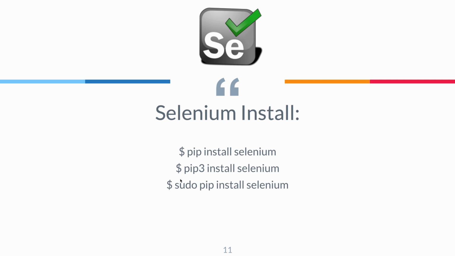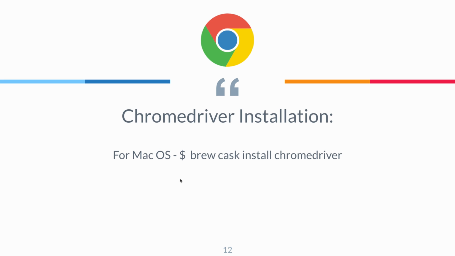The next thing you'll need to install is ChromeDriver. I'm using the Chrome browser, so I'm going to install ChromeDriver. For different browsers and different operating systems, the commands are different. But for Mac operating system, you'll need to use this cask brew command. And for Windows, you should use Chocolatey, a great package manager for Windows.